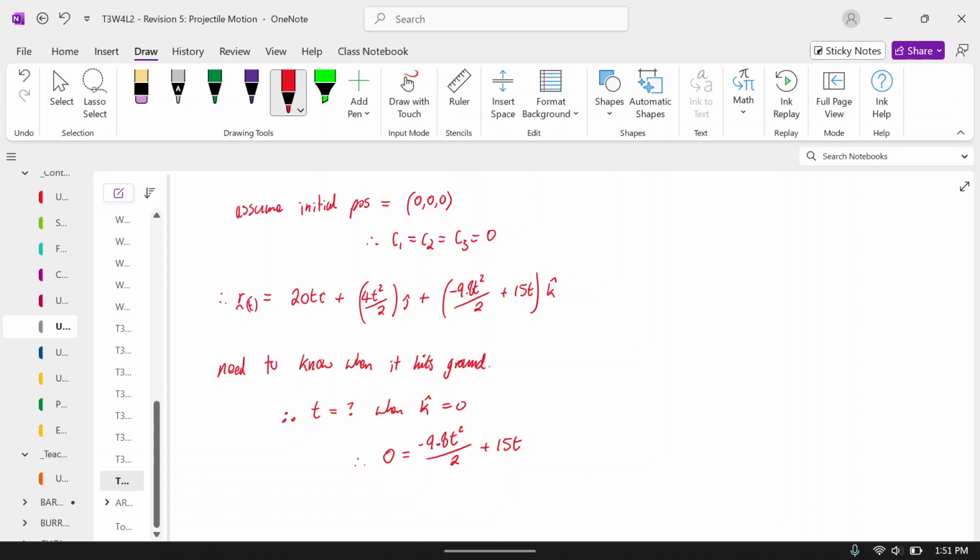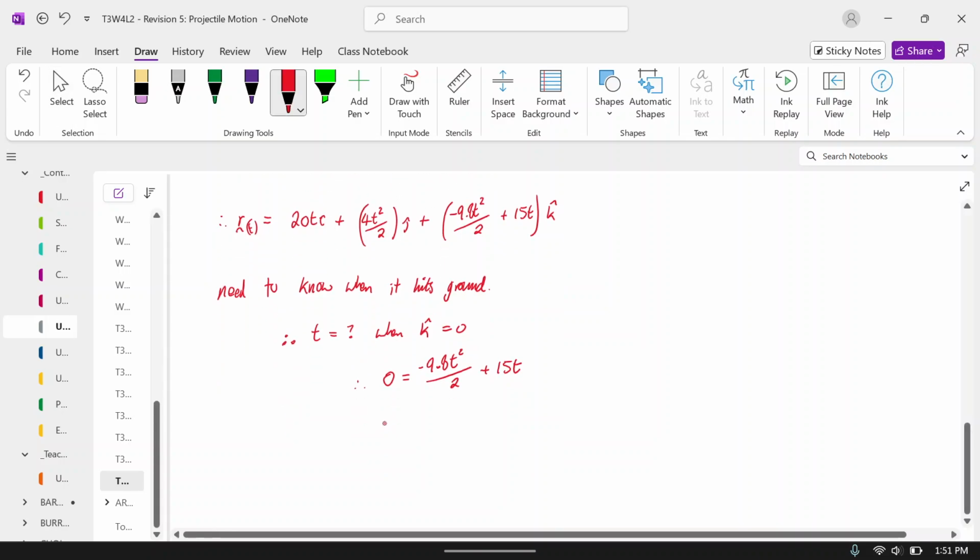Cool. Got negative 4.9, and I got 15. Alright, so I get 2 answers. Both make sense. One is 0, that checks out. The other answer is 3.01, rounded. So I care about, obviously, the 3.01, right? That's the time when I hit the ground.